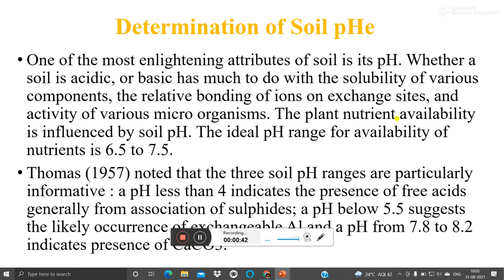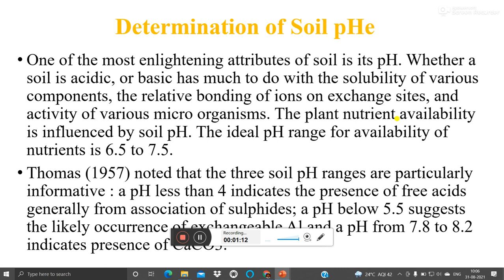So, determination of soil pH. One of the most enlightening attributes of soil is its pH. By determining pH, we can say whether the soil is acidic or basic. The plant nutrient availability is also influenced by the soil pH. The ideal pH range for availability of most nutrients is 6.5 to 7.5.